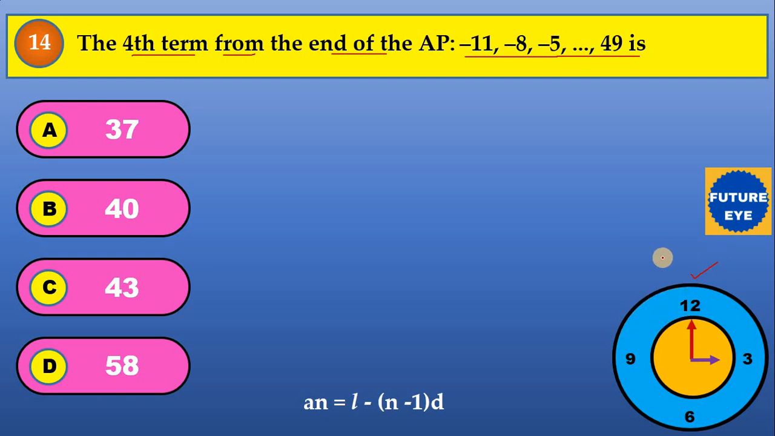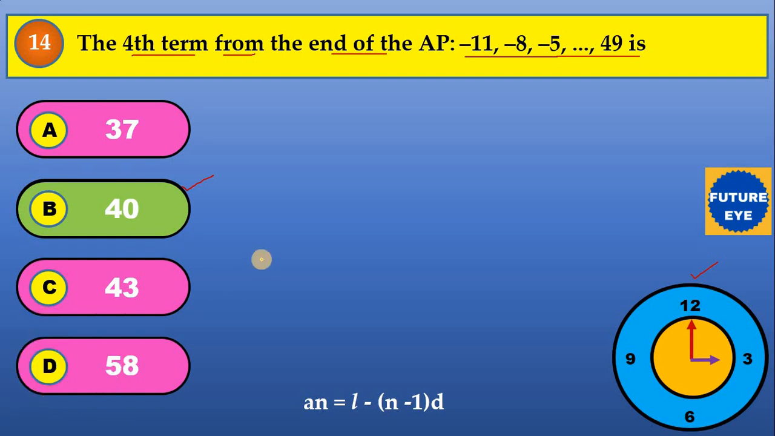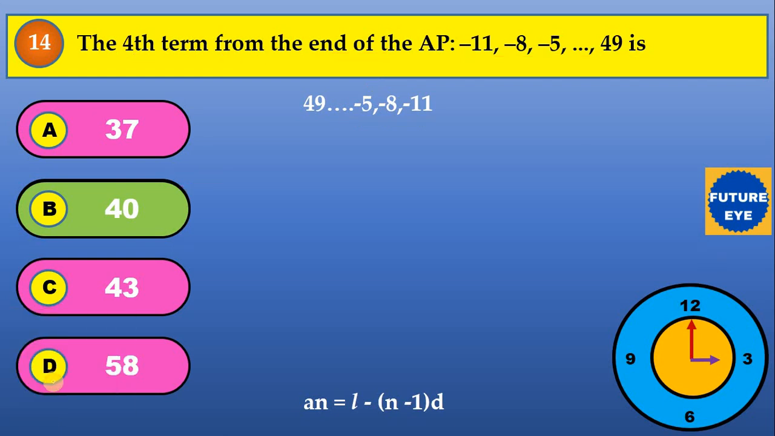Time up, children. Let's see the correct answer here, that is option B, 40. But how to do this? To do this, many methods are there. So here I'll explain like this. First, write the given AP in reverse form because we want to find the fourth term from last. So I have written it as 49, and so on, minus 5, minus 8, minus 11. Now here you can find the value of A, that is 49.